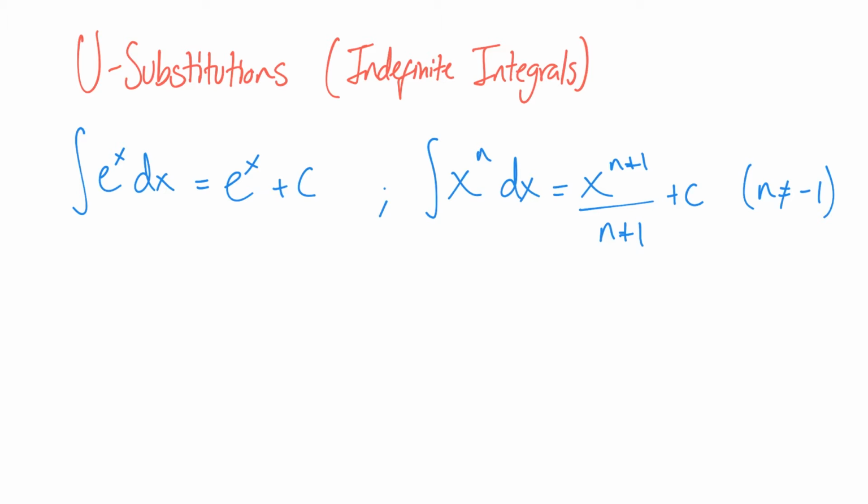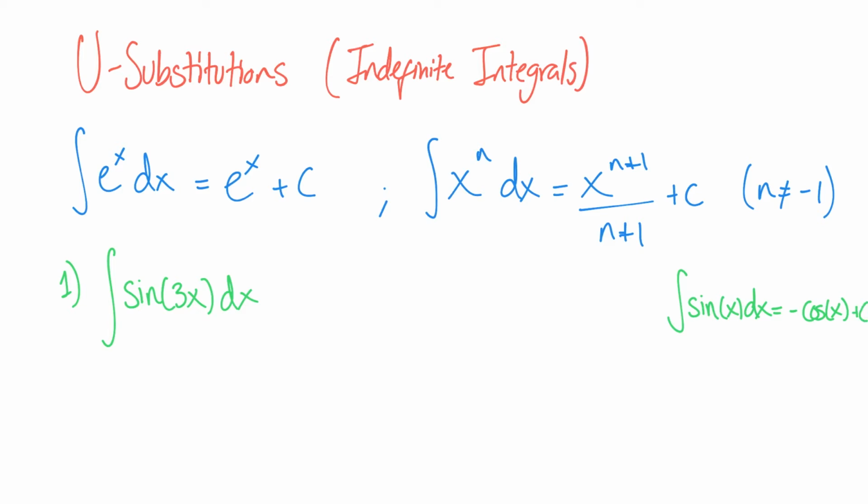Now, we're going to look at two types of integrals where we may need an additional tool. Number one is an integral that's very similar to one that we already know how to solve. For instance, let's say that we have the integral of sine of 3x dx. We know already that the integral of sine of x dx is the negative cosine of x plus c. But we have this pesky 3 over here that's probably going to change things a little bit.